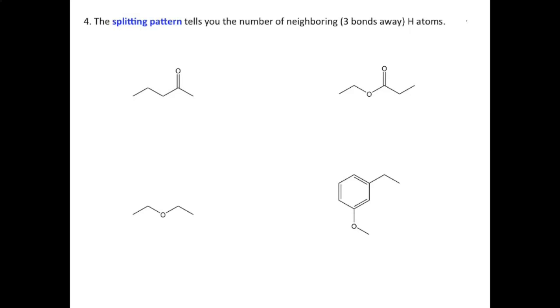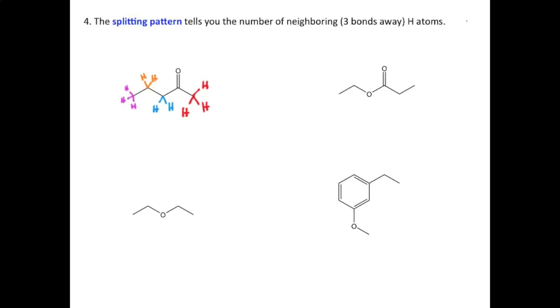Last thing we need to discuss is the splitting pattern. Okay? And this is really the most complex aspect of this. The splitting pattern tells us the number of hydrogens that are 3 bonds away. So let's draw in our hydrogens again. Red, red, red, blue, orange, and purple. Okay, so this molecule will have 4 signals.